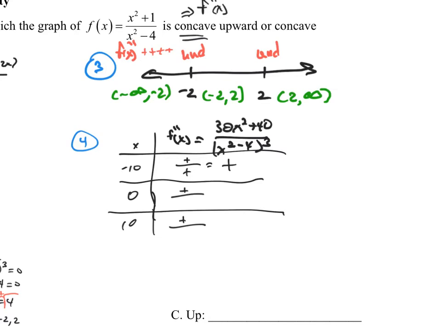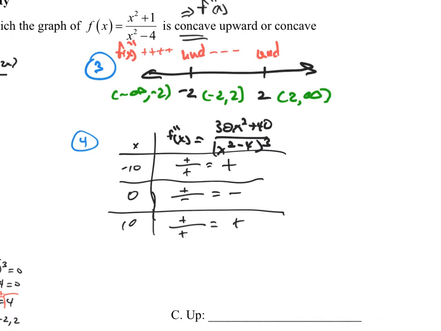Again, all we care about is the bottom. 0 squared minus 4 is negative, and a negative cubed is negative. So when we plugged in 0, we would have gotten a positive over a negative. A positive over a negative is negative. Because our test point in that interval was negative, on that entire interval the second derivative must be negative. Let's look at 10. 10 squared minus 4 is a positive number. Cubed is still positive. So when we plugged in 10, we got a positive over a positive. A positive divided by a positive is positive. So when we plug in 10, the second derivative is positive.